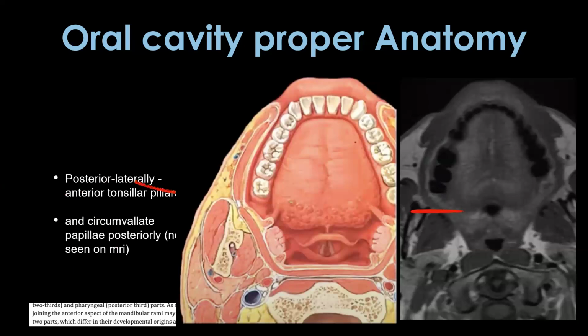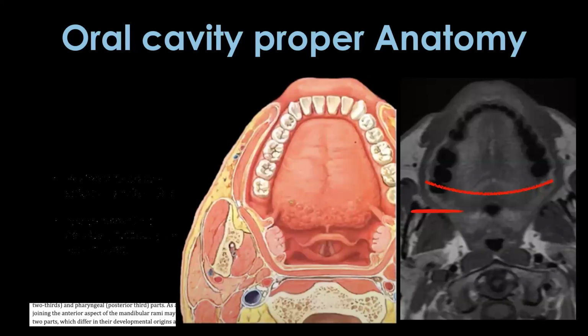So what we can do on imaging is, again on axial, I said the landmark between the anterior and posterior on sagittal. On axial, we can have a rough line along the last molars. Anything posterior to it forms the base of the tongue. Anything anterior to it is the anterior two-thirds of the tongue.